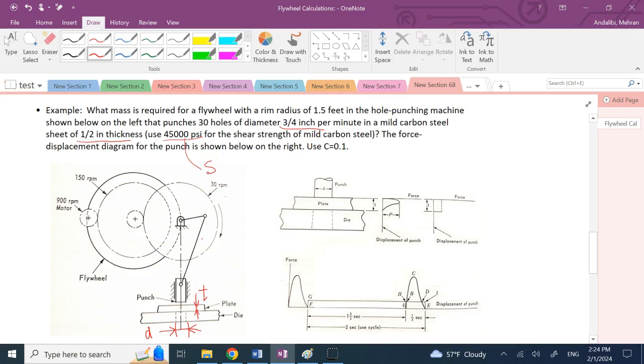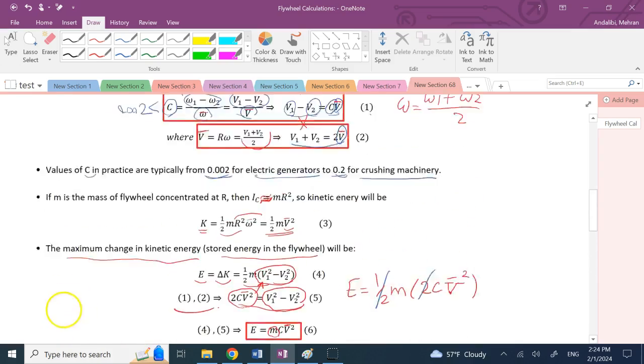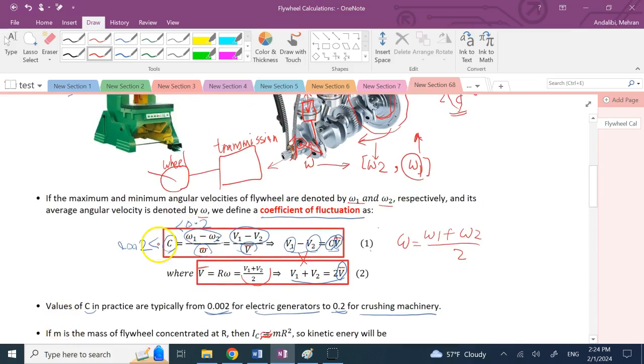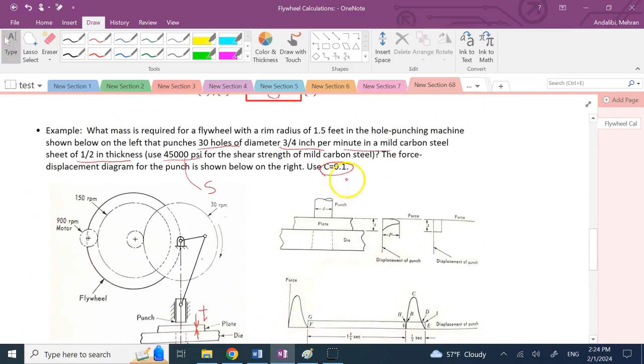Now, we're going to punch 30 holes in each minute, and we want to pick an appropriate flywheel. For the coefficient of fluctuation C, we go with 0.1. Remember, it's between 0.002 and 0.2. So here we pick a value of 0.1. Good.